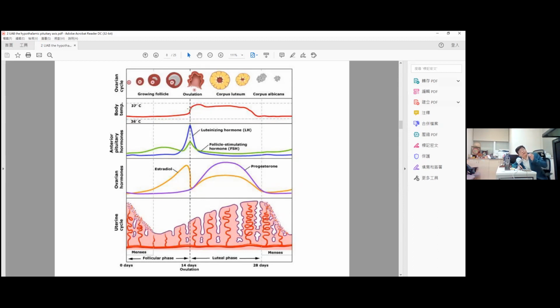This is a good time for mating, for intercourse. You have a high chance to get fertilized. Then the body temperature will maintain a little bit. Once the progesterone goes down, the body temperature will go back to the normal baseline.